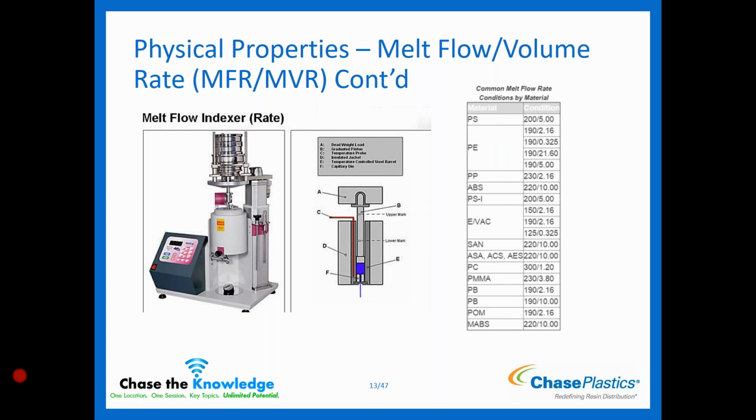If you're looking at the data sheet for the Ultem material, you'll note that the melt flow is done at 337 C, so much hotter, and 6.6 kg, so kind of an odd weight. But again, if you're trying to compare it to a similar material, make sure that the conditions are the same.